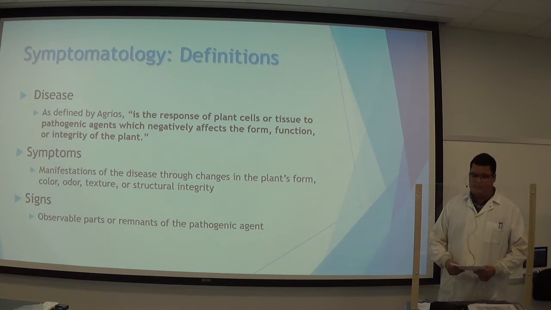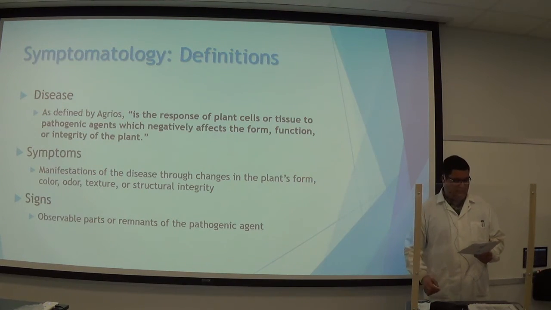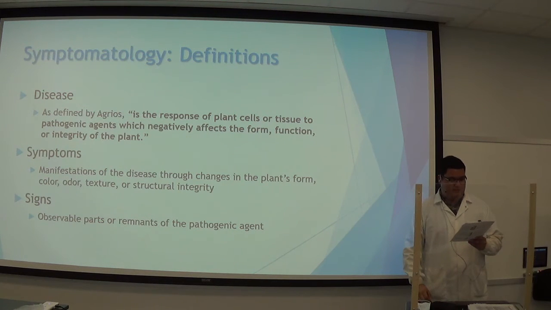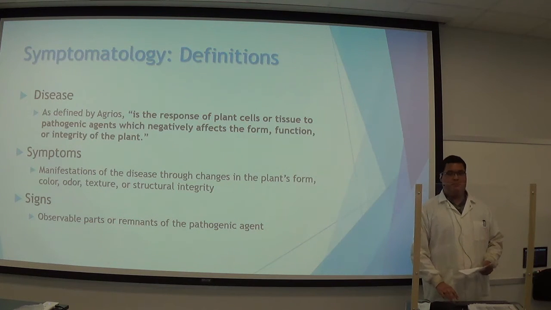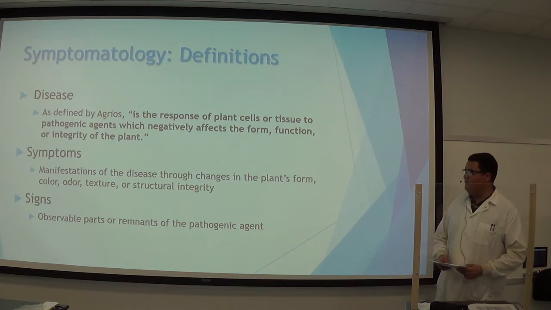So disease itself, in this course we're going to be going off of Agrios, who wrote the textbook, for his definition of disease, which is the response of plant cells or tissue to pathogenic agents, which negatively affects the form, function, or integrity of the plant. And you can see that's also a very broad definition of what it is.